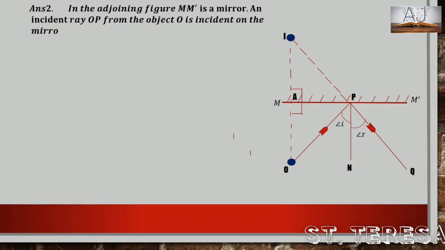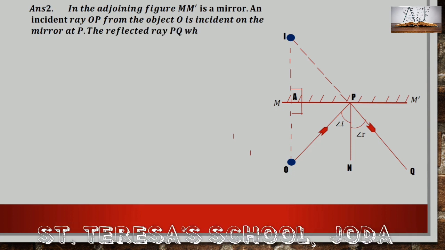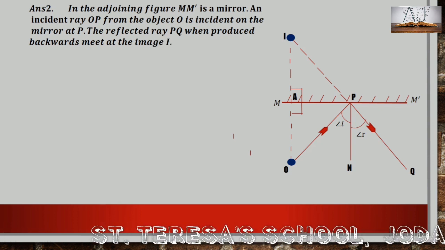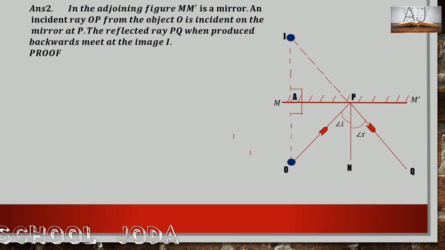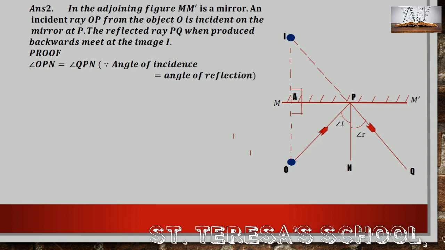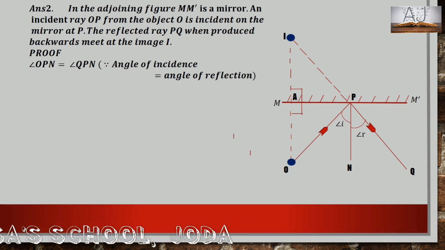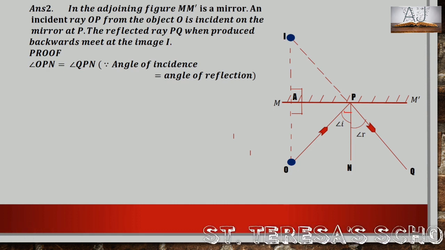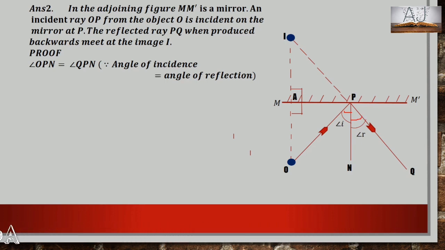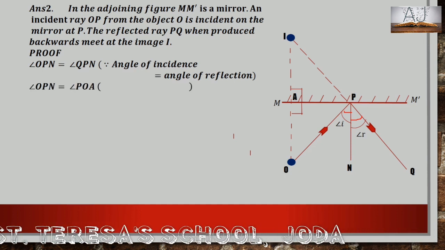An incident ray OP from the object O is incident on the mirror at P. The reflected ray PQ when produced backwards meets at the image I. So now let us see the proof of it. How to prove it? Geometrically we need to prove. You know, angle OPN is equal to angle QPN. You can see here, this is angle OPN, that is the angle of incidence, and angle QPN is the angle of reflection. We know by the laws of reflection, angle of incidence is equal to angle of reflection.